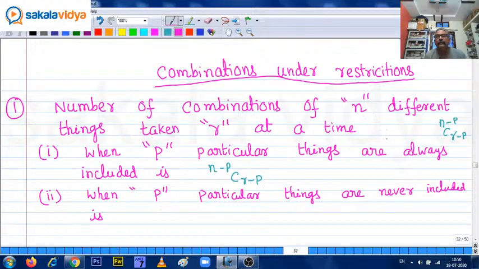Out of N, the remaining are actually how many? N minus P, but we need to select R only. That means you remember nCr without condition. When P things are never included, we subtract from the top: N minus P, C R. When included, from the bottom we need to subtract P. Like this you need to remember.